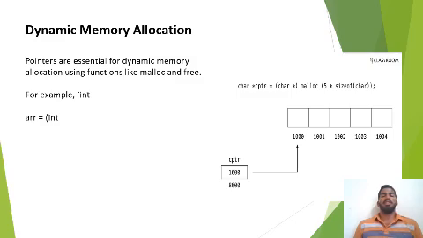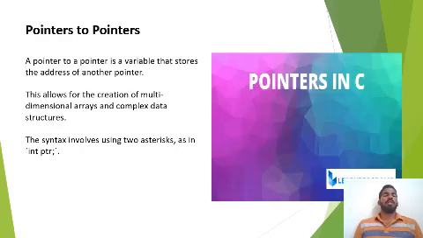Pointers to pointers. A pointer to a pointer is a variable that stores the address of another pointer. This allows for the creation of multi-dimensional arrays and complex data structures. This structure involves using two asterisks, as in int **ptr.